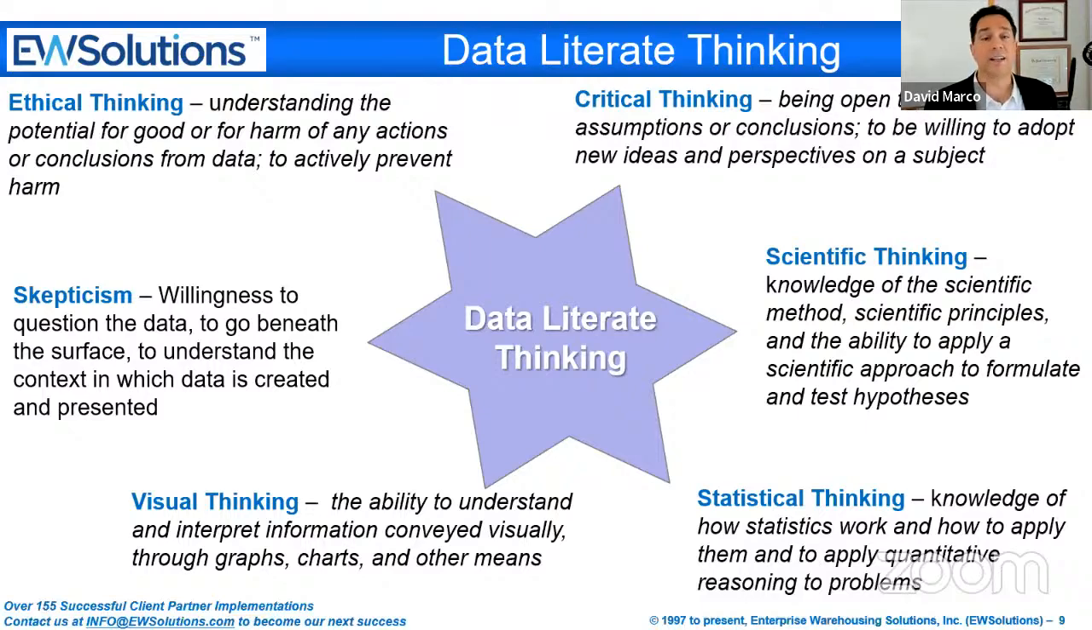Statistical thinking: knowledge of how statistics work and how to apply them, and to use quantitative reasoning. What's quantitative reasoning? Wow, I sound so smart when I use that term. When you see the word quantitative, think quantity. It's a number. It's something you can count, like 1, 2, 3, 4, 5. It's something you can add, subtract, multiply, divide. That's what quantitative is. Quantity think.